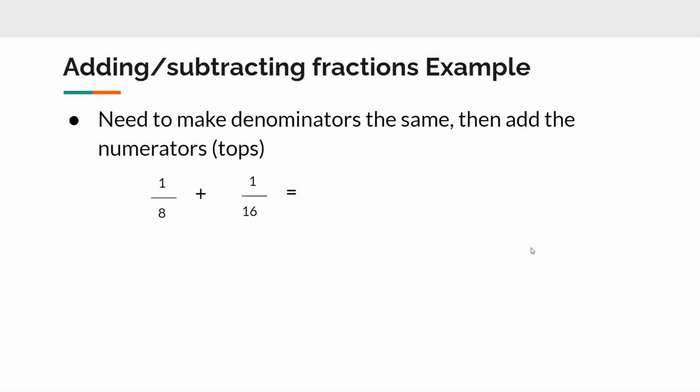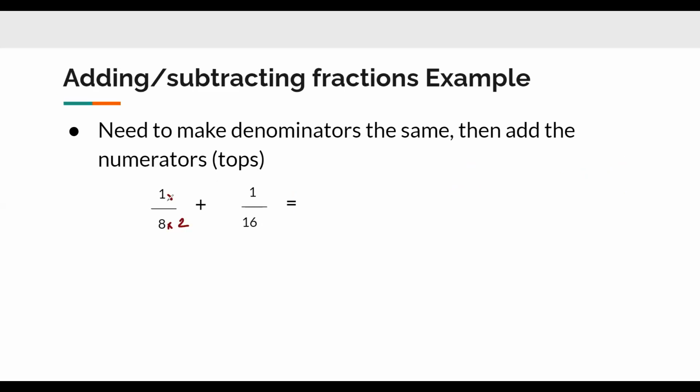All right, let's make an example here. We need to make the denominators the same, and then add the numerators. 1/8 plus 1/16. Well, we can make 8 into 16 by multiplying the top and the bottom by 2. That changes our problem to look like this: 2/16 plus 1/16. We add the tops, 3/16. Notice that the bottom of the fraction did not change.